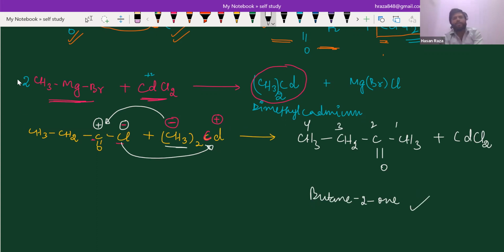This was the first step, and this was the second step to prepare the ketone. Please do let me know if you have any doubt in this.